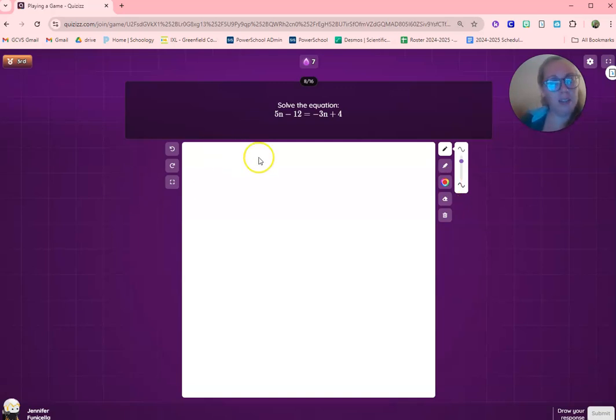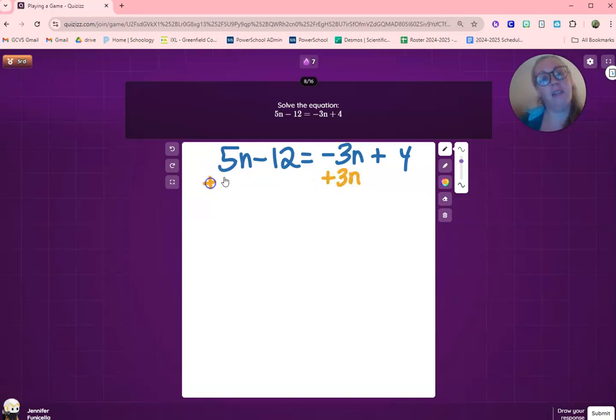Question 8 has our little whiteboard again, so we can practice working through this problem on the whiteboard. So we have 5n minus 12 equals a negative 3n plus 4. So notice we have some n's on the left side of the equation and some n's on the right side of the equation. So we are going to add 3n to both sides.